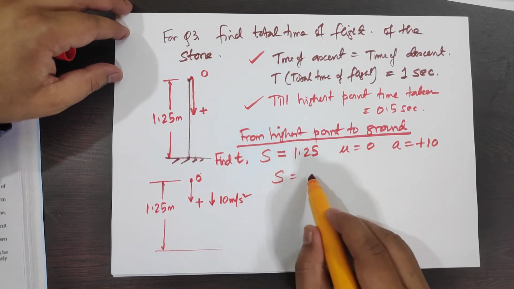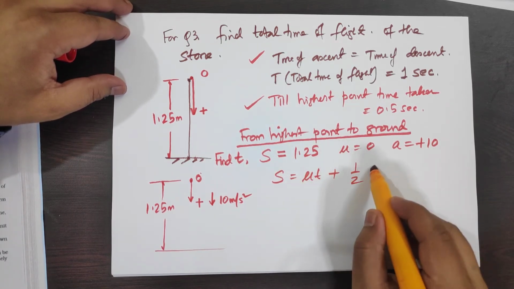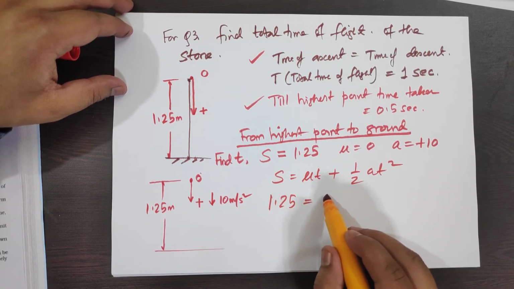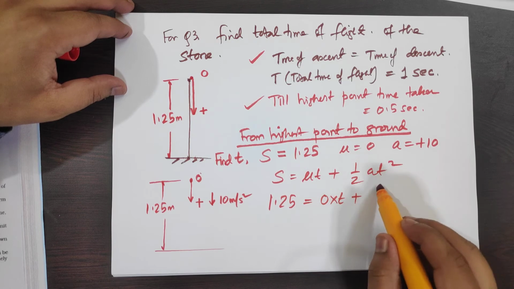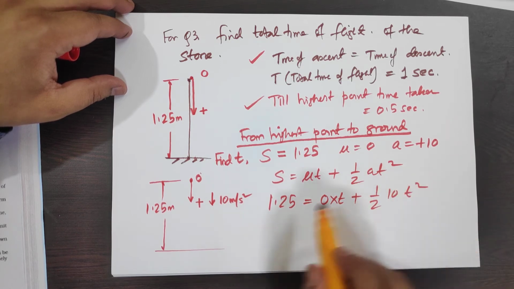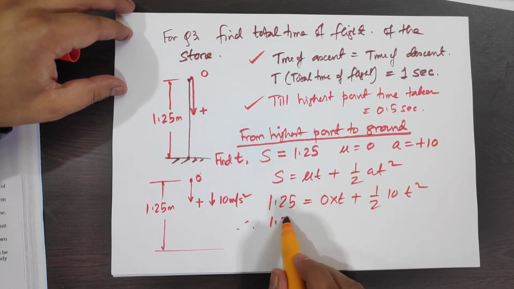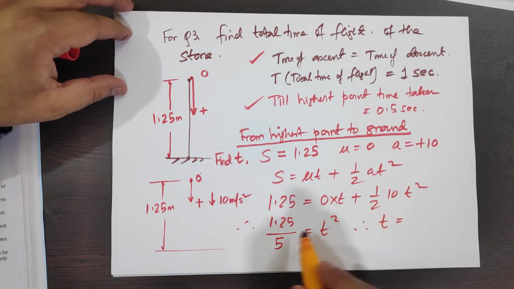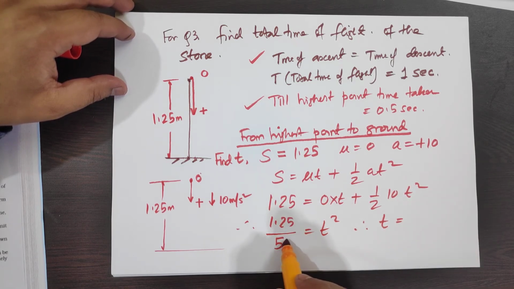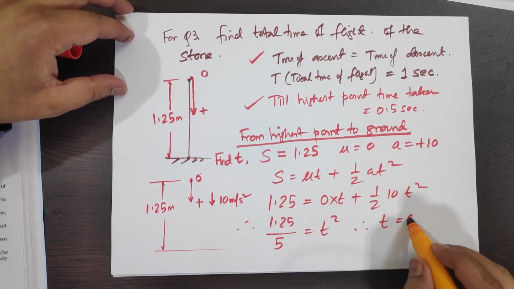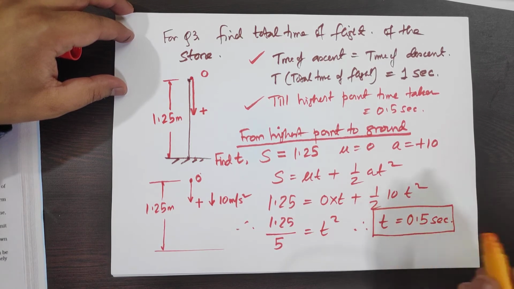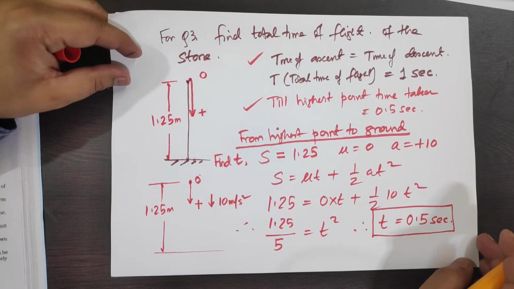So here we'll put a equal to plus 10. s equal to ut plus half a t square. So put 1.25, u is 0, plus half 10 t square. Therefore 1.25 divided by 5 equal to t square. Therefore t equal to, here what do you get, 0.25, so square root is 0.5 second. So we have proved that the time of descent is 0.5 second.